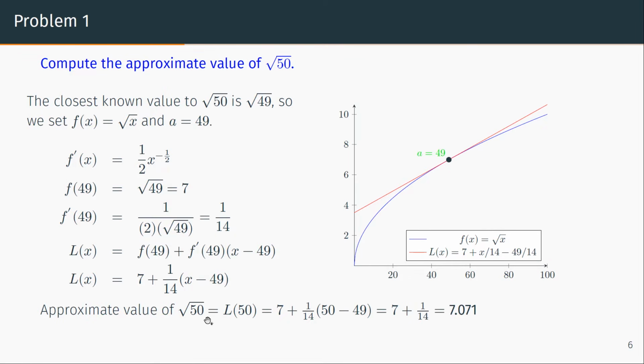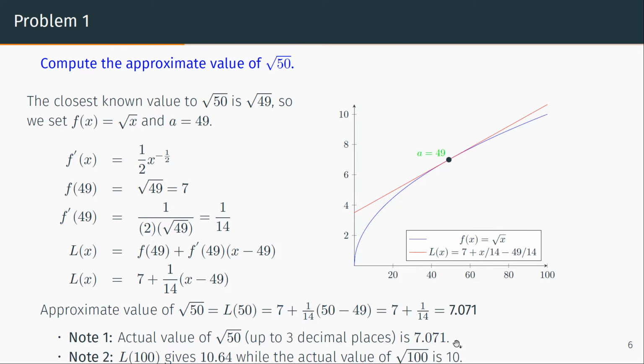So let's see, when we put x is equal to 50 into this equation, what is the value that we get? That's 7.071 that we get. Now, if you see the exact value of square root 50 up to 3 decimal places, that also comes out to be 7.071. So as you can see, this was a non-linear function, and we used an equation of a straight line to compute the value of this function, and we are able to approximate it decently well up to 3 decimal places. Okay, so that's the main idea of linear approximation.